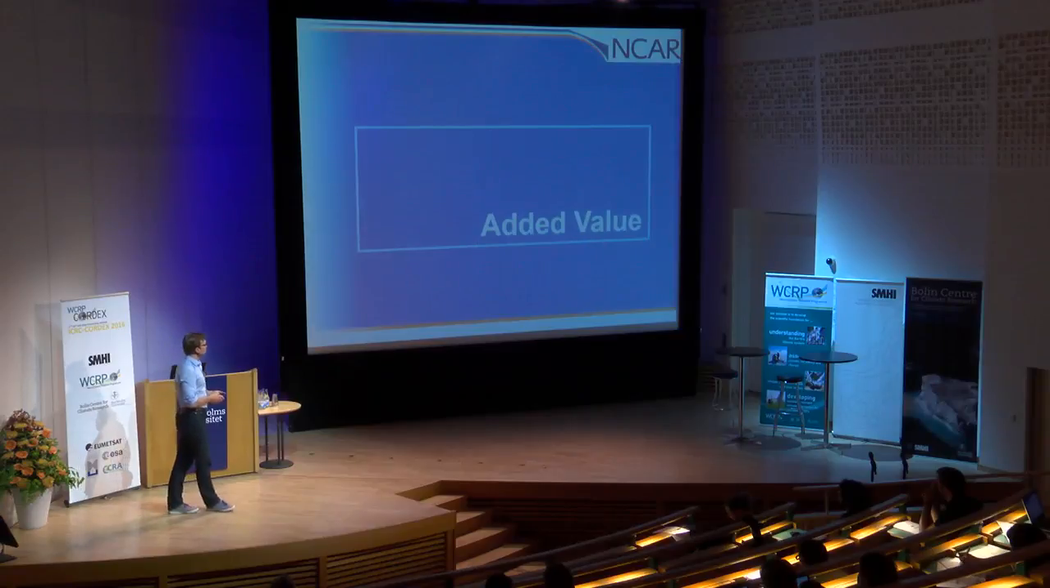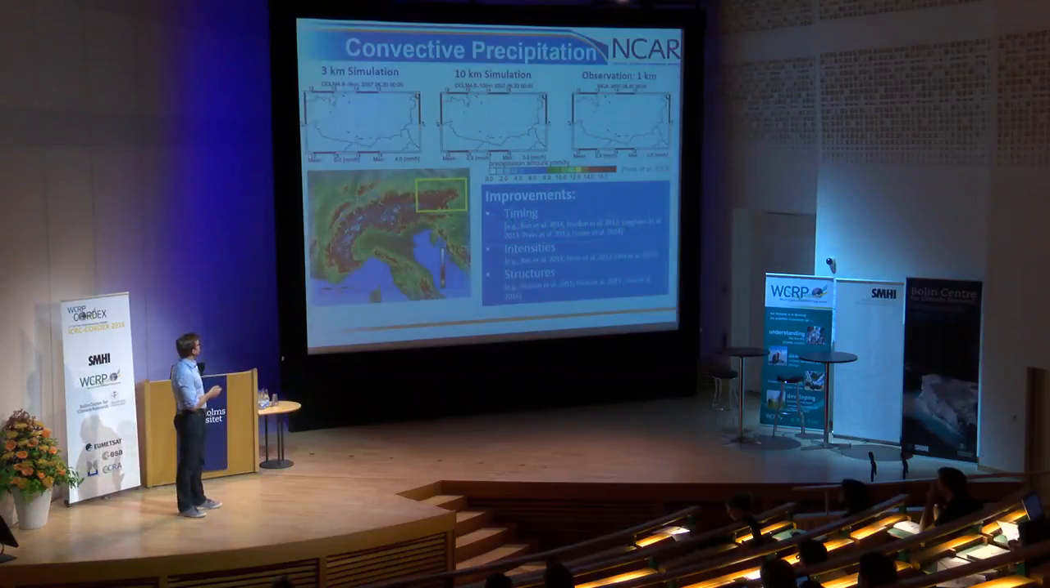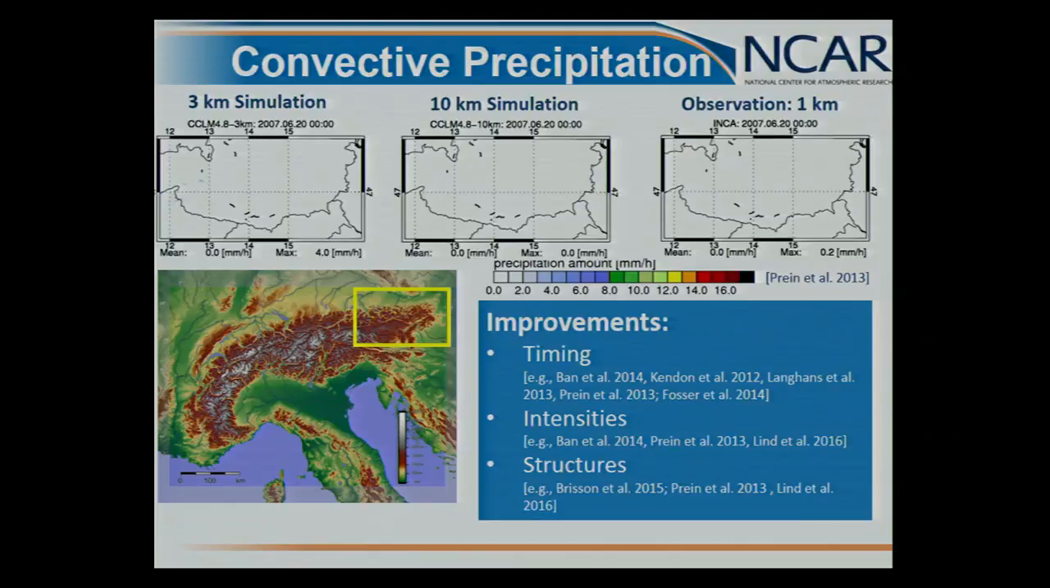So let's come to the main point, the added value of convection-permitting climate models. To start with that, I wanted to give you another animation. What you will see is a typical summer day in the Eastern Alps. So it's this region here, where we have deep convection. We will look at a 3-kilometer simulation, which explicitly permits deep convection, then a 10-kilometer simulation with a convection parameterization. And this is the observational data set.